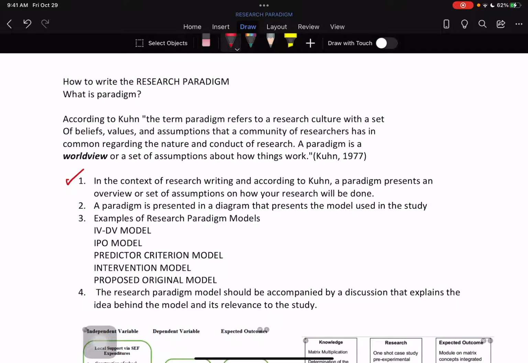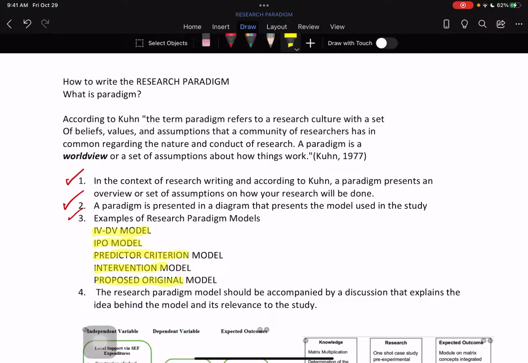Okay, next, number two. A paradigm is presented in diagram form. That is what I mentioned earlier, that presents the model used in the study. So we have different research paradigm models, and these examples are the following. We have the IVDV, independent and dependent variable. We have the IPO. We have the predictor criterion. We have the intervention model, and we have the proposed original model.